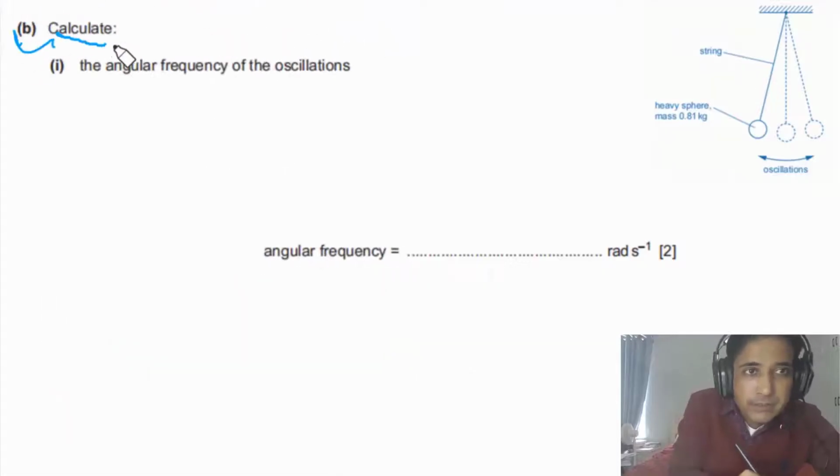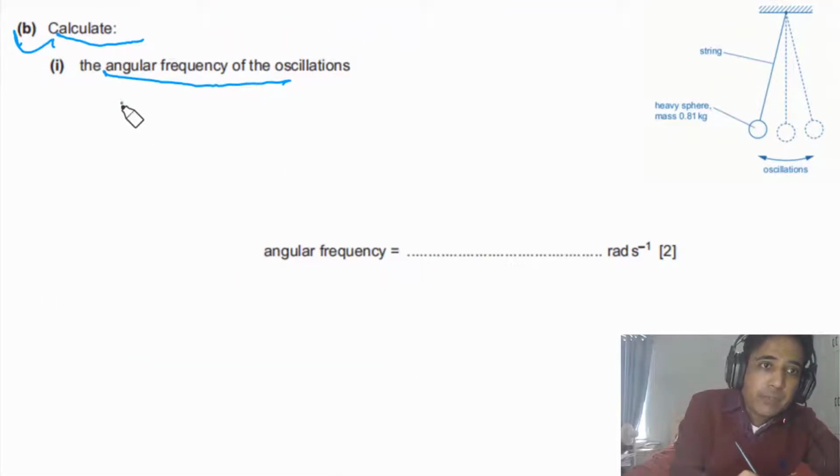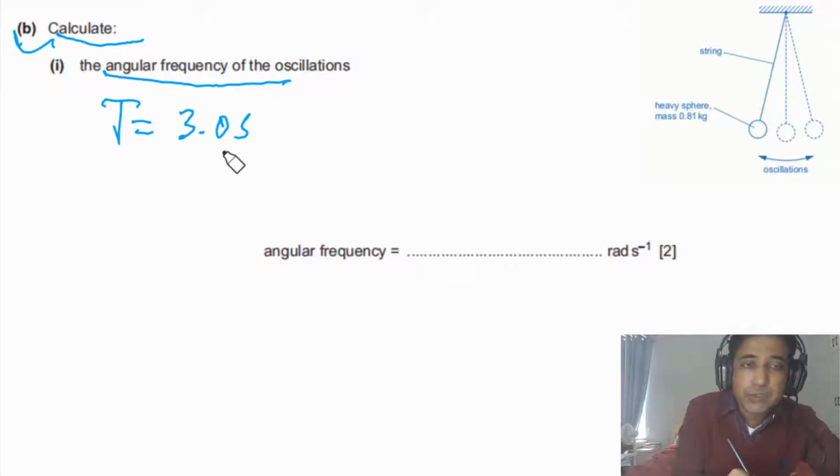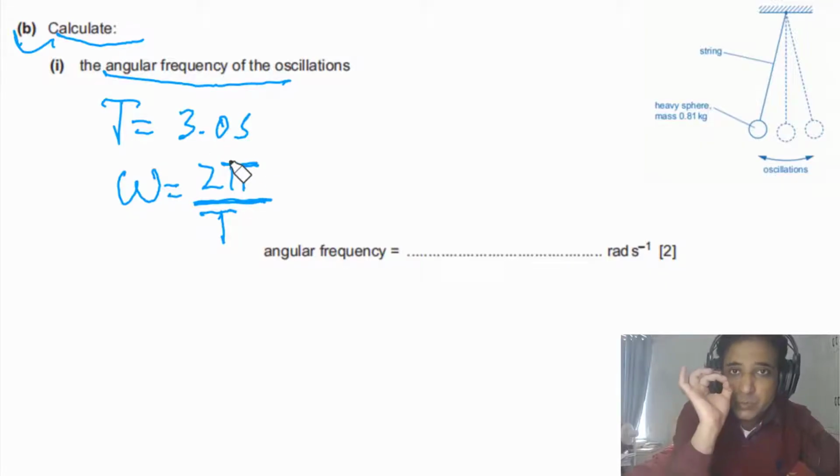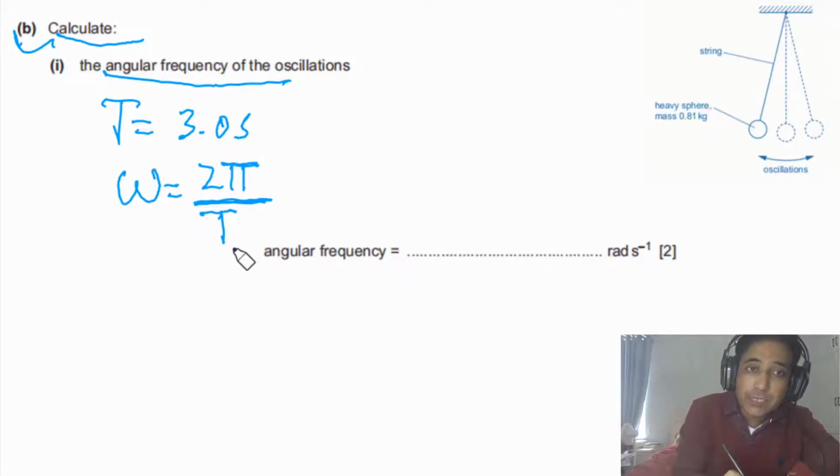Part B says calculate the angular frequency of oscillations. The time period is given to us and the value of time period is 3.0 seconds. We need to calculate angular frequency. Angular frequency simply is equal to the angular displacement divided by time taken. So if this angular displacement is equal to 2 pi, this one has to be time period. If this is pi, this has to be T by 2.